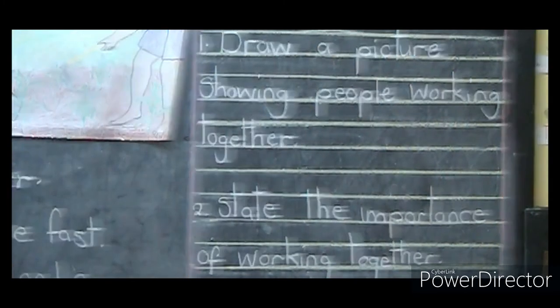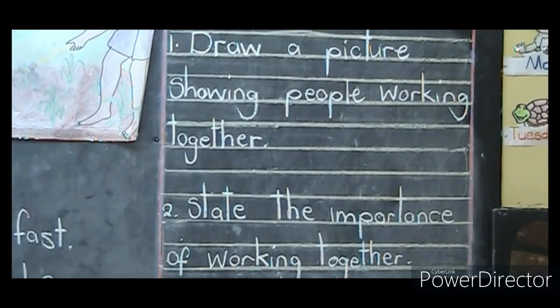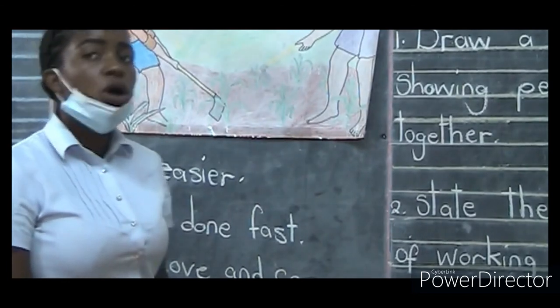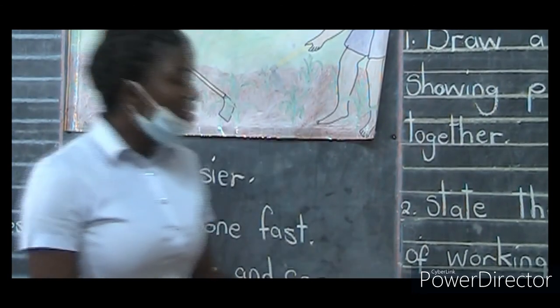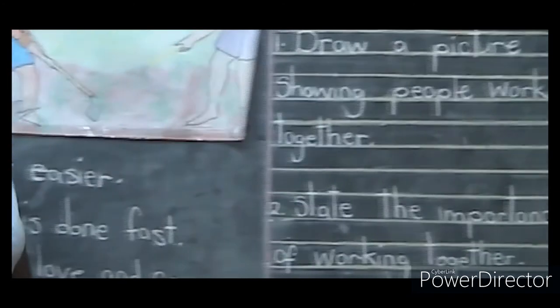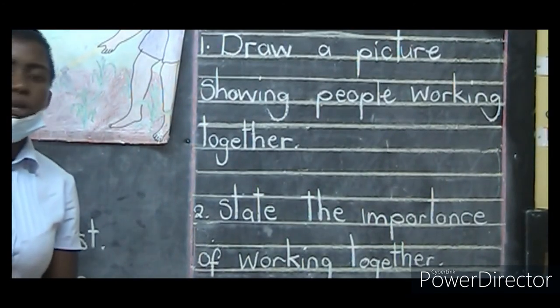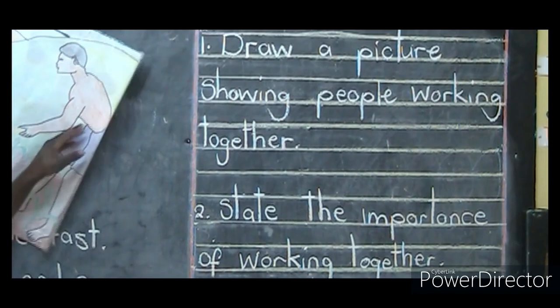For the exercise we only have two questions. The first one is: draw a picture showing people working together. You can draw a picture showing people working together at school, at home, at church, or at the farm. But you only have to draw one picture from the ones that I've shared. Then number two is: state the importance of working together. Why is it important? We've already looked at the importance of working together.